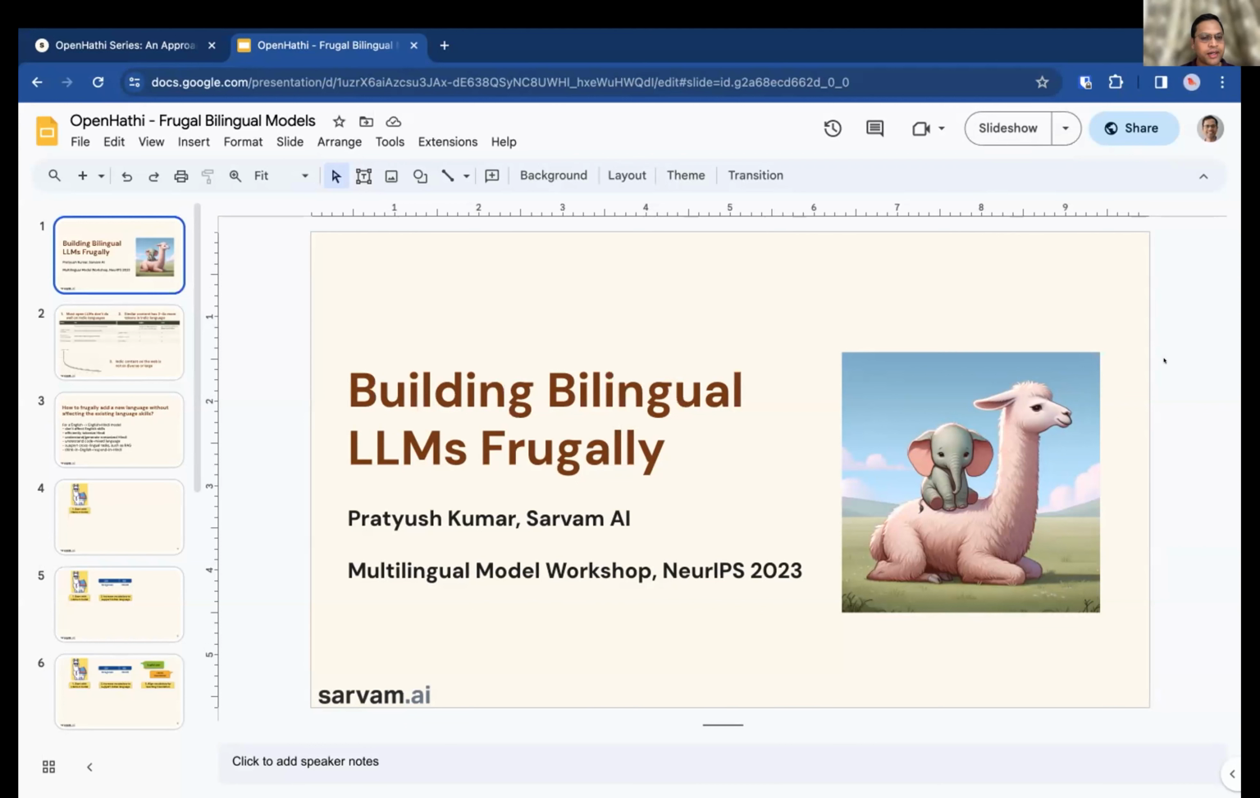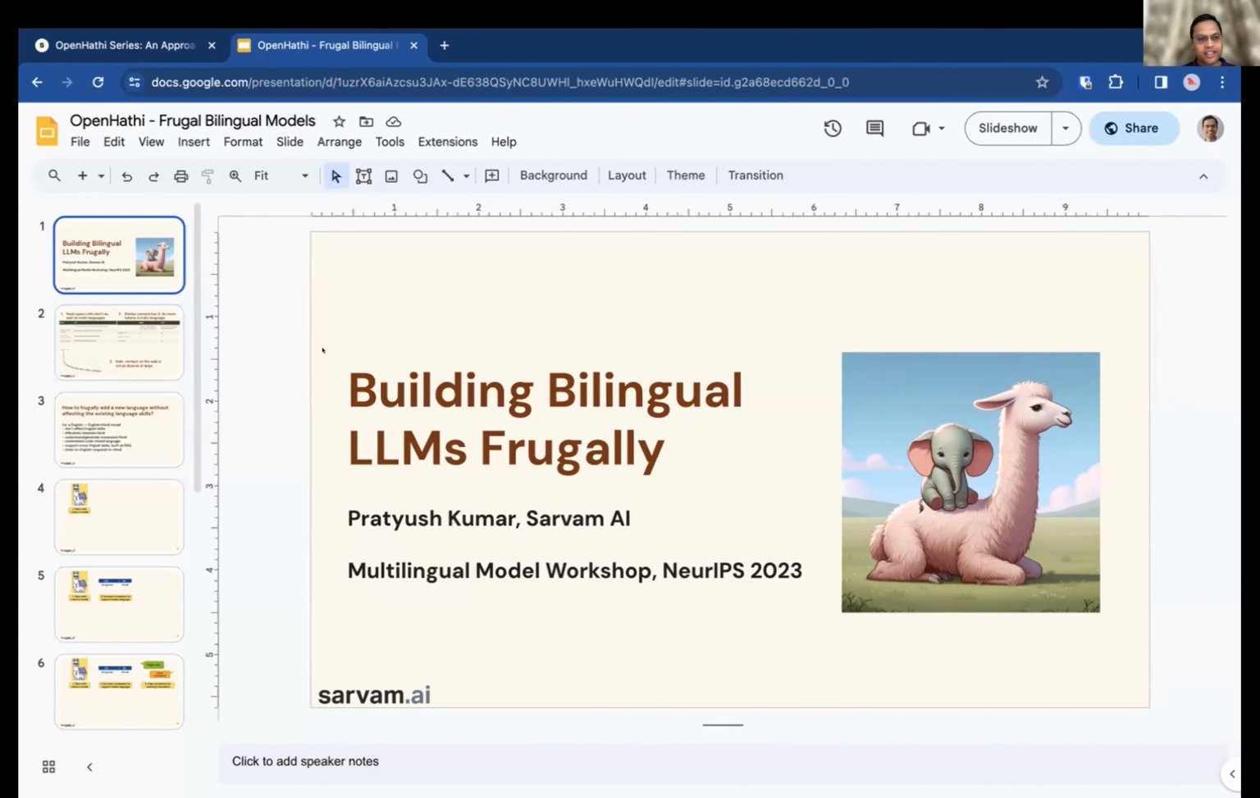This is about building bilingual LLMs frugally, and I'll try to explain what these things mean as we go along. You have this little picture that'll give you a sense of what it is. It's a llama with an elephant. We call this series of models Open Hathi. Hathi in Hindi means an elephant. And it's meant to be an open source effort to support Indian languages in existing open weight LLMs.